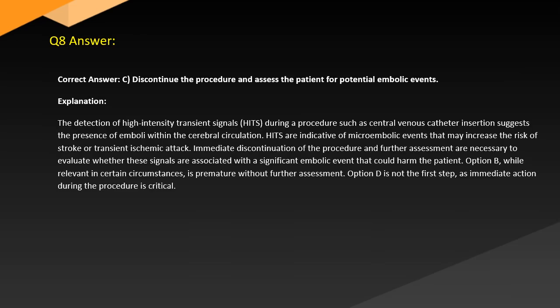Answer. Correct answer: C. Discontinue the procedure and assess the patient for potential embolic events. Explanation. The detection of high-intensity transient signals, hits, during a procedure such as central venous catheter insertion suggests the presence of emboli within the cerebral circulation. Hits are indicative of microembolic events that may increase the risk of stroke or transient ischemic attack. Immediate discontinuation of the procedure and assessment are necessary to evaluate whether these signals are associated with a significant embolic event that could harm the patient.